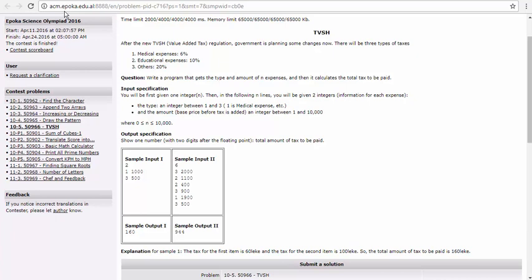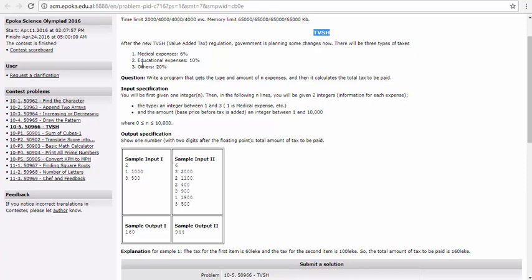I found this question on the Epoca website, TVSH, which means value added tax. When you buy products from markets or shops, they add some tax. The program is meant to find the total taxes that you pay, excluding the real prices.